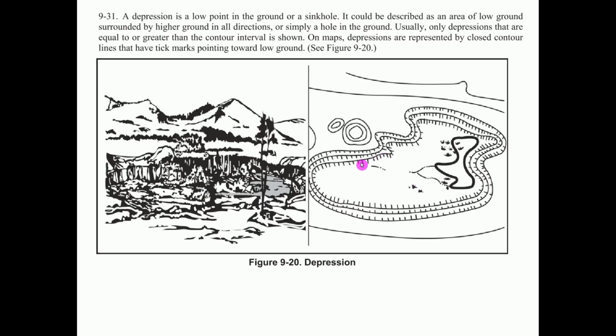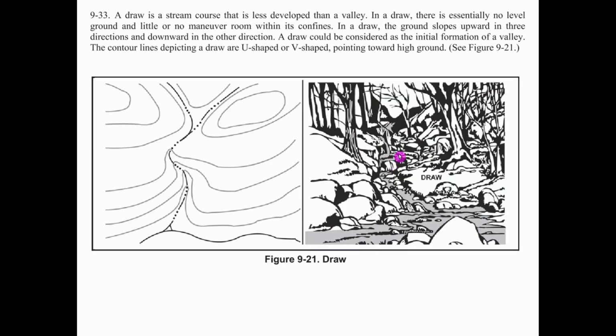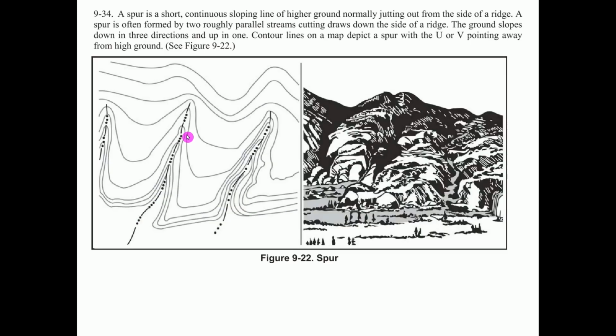A depression with hachure marks, again, the little tick marks are pointing down. So whatever this contour line is, that would be the same elevation. That contour line would be going up, and this would be going down. A draw is like a small valley. So this is going up, going up, going up, going up a small valley. And again, making a V, the top of the A points upstream. Alligators always swimming upstream for a draw.